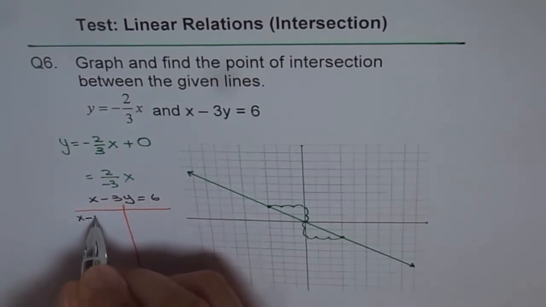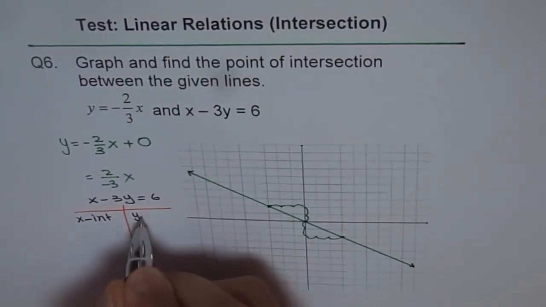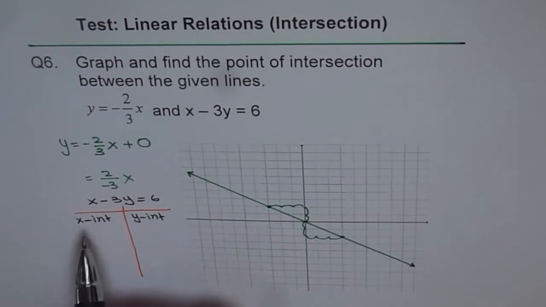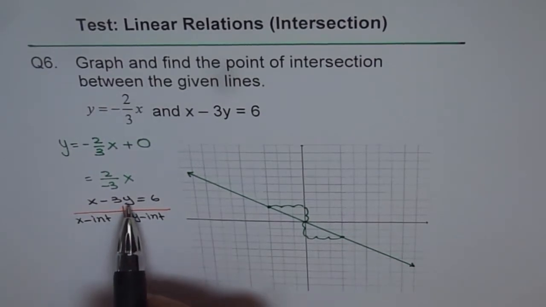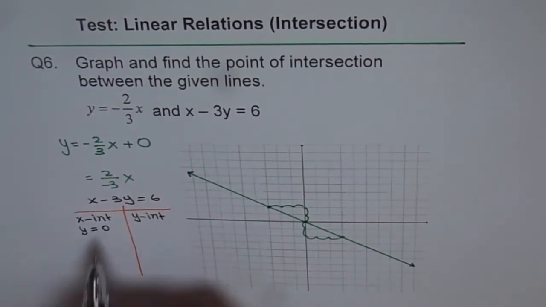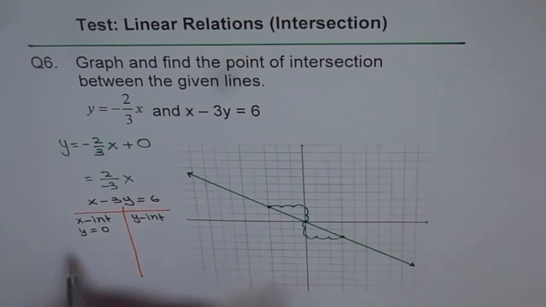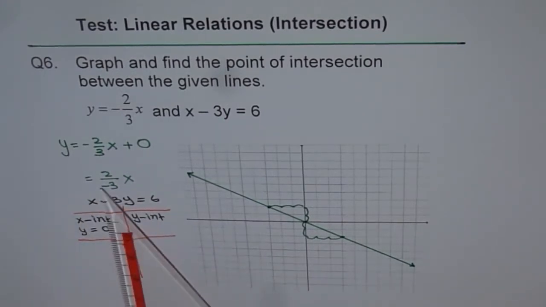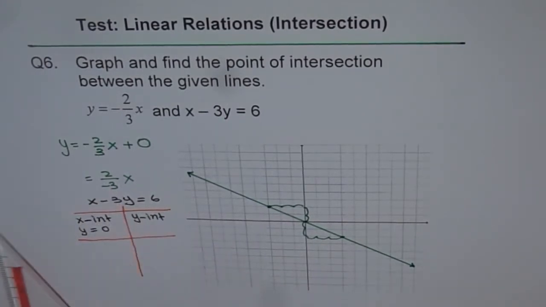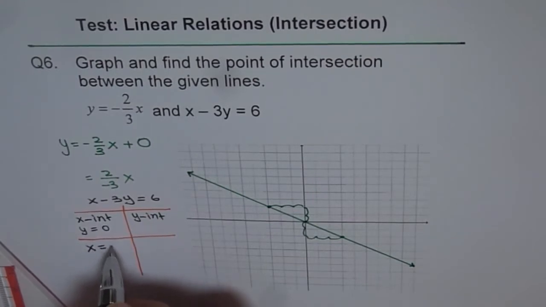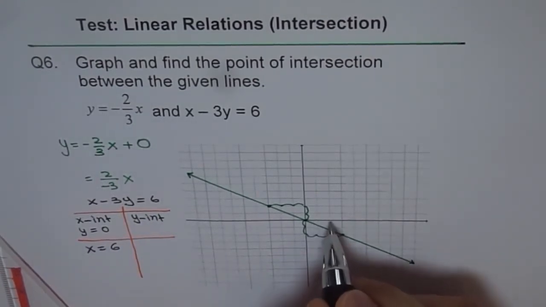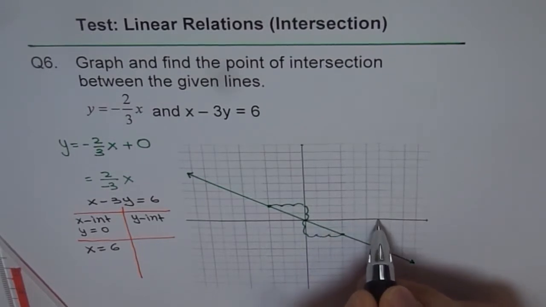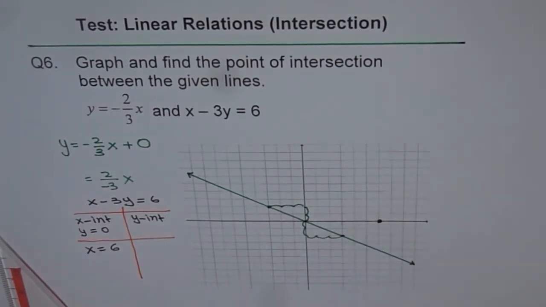So let's find the x-intercept and y-intercept, right? The x-intercept is found by placing y equals to 0. So let's put y equals to 0. If I put y equals to 0, what do I get? Y is 0, I get x equals to 6. So you get x equals to 6. So that is the x-intercept. So do 1, 2, 3, 4, 5, 6. That is the x-intercept for us.